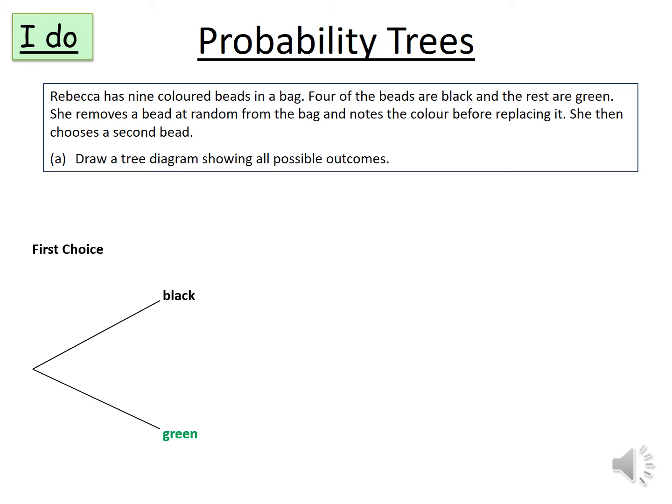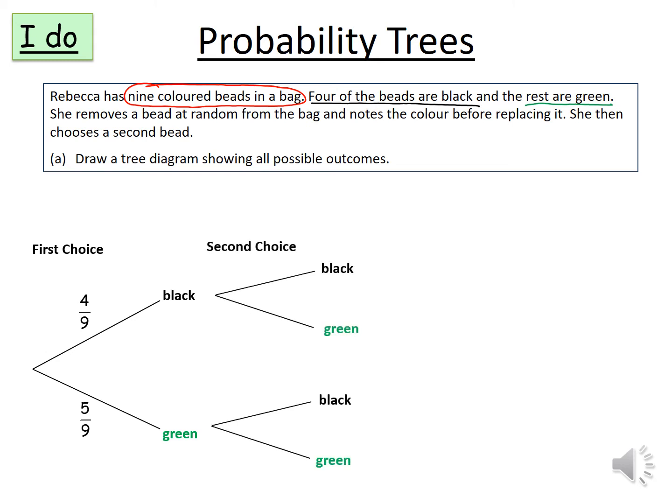So it says in the question, I'm just going to underline some key information. 9 colored beads in our bag, so we have 9 in total, and 4 of the beads are black and the rest are green. So 4 are black and we have 9 beads in total. 4 out of 9 are going to be black. So the remaining, that means we have 5 remaining. It's going to be 5 out of 9 that are green. So this is our first choice.